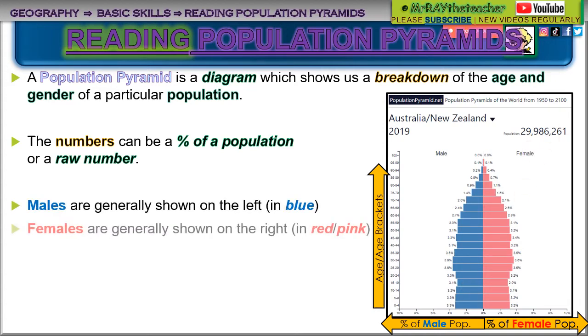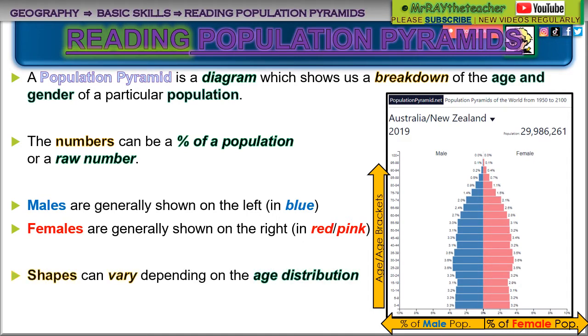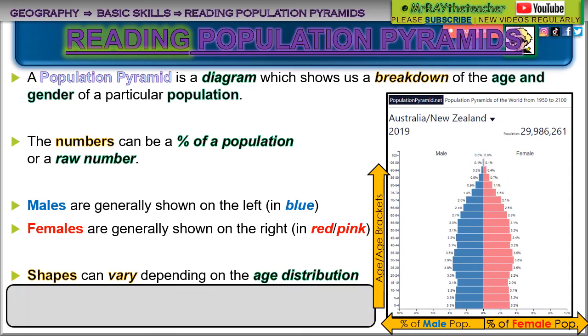And males are generally shown on the left side in blue, and females are generally shown on the right side in red or pink. And shapes can vary depending on age distribution. So how many, for example, youngins are there? So you're looking towards the bottom of the pyramid. How many people in your adult or middle ages? And all these golden generation have passed by them, living it up. So your oldies are up the top.